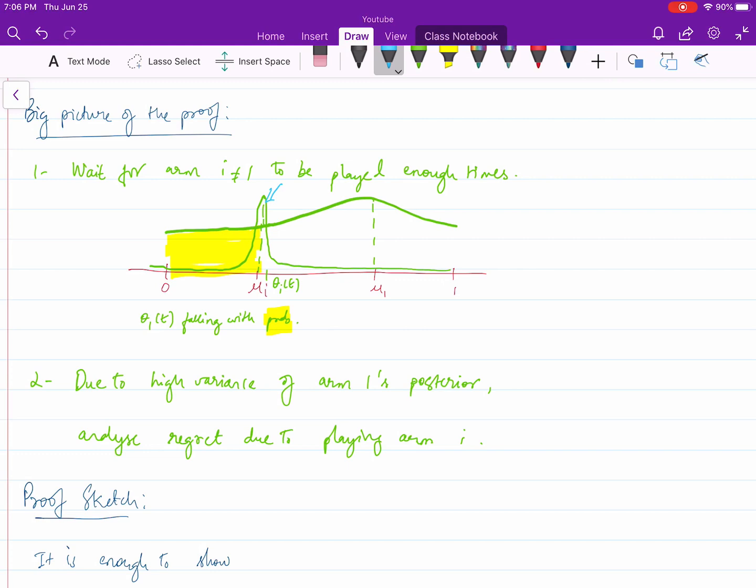And then the second idea is that we start with a uniform prior. Let's say at some step the arm one's posterior is like this, having very high variance. This is the probability of theta 1 of t falling below mu i. When this happens, we'll be picking up this suboptimal arm i. So we want to analyze the regret when this happens. This is the bigger picture idea. I'll make it clearer in the proof.